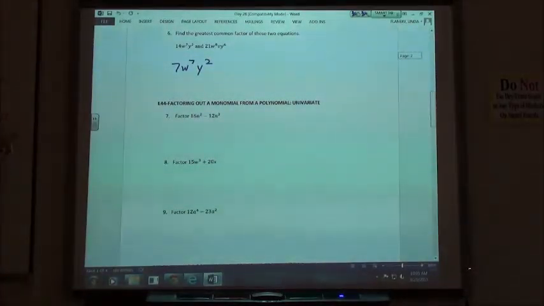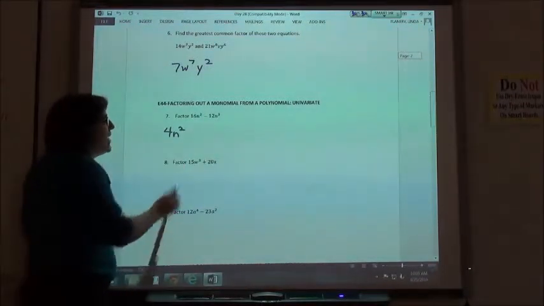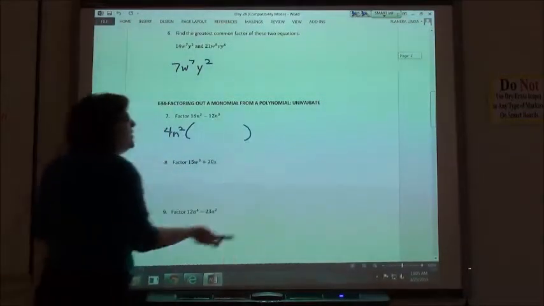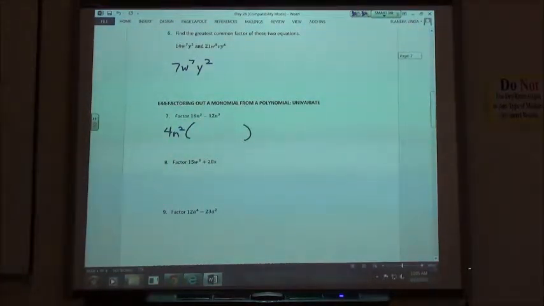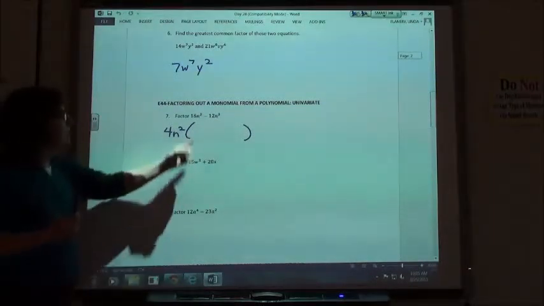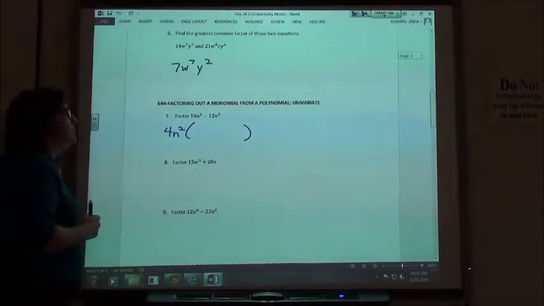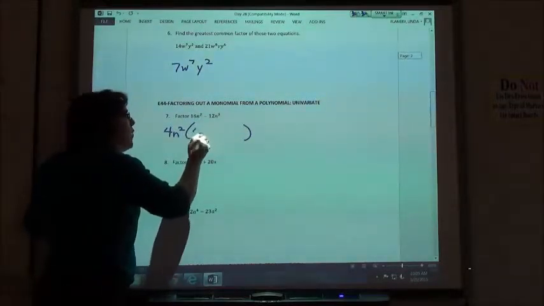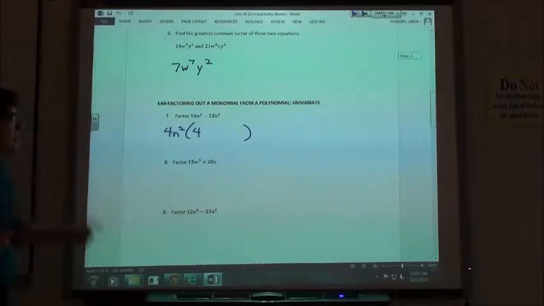16n squared minus 12n to the third would have a greatest common factor of 4n to the second. So I'm going to write that in front. I'm then going to put parentheses, and I'm going to divide each of those 2 terms by that factor. So I'm dividing my coefficient and subtracting my exponents. So 16n squared divided by 4n squared is just a 4. And if you took this times this, you should end up with that first term.